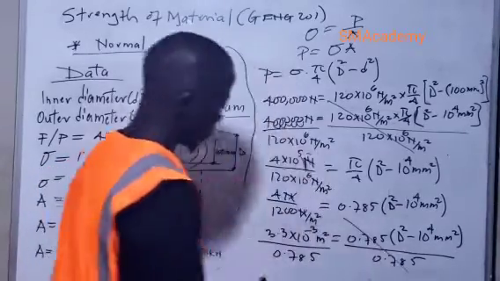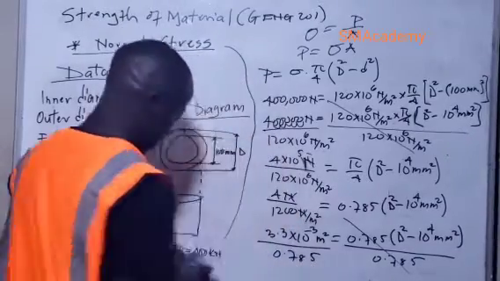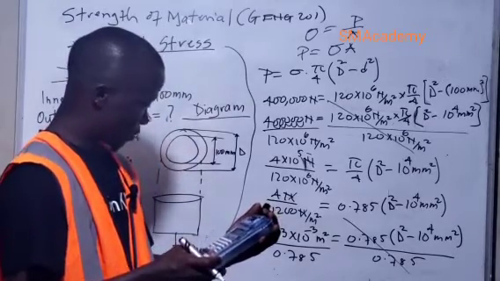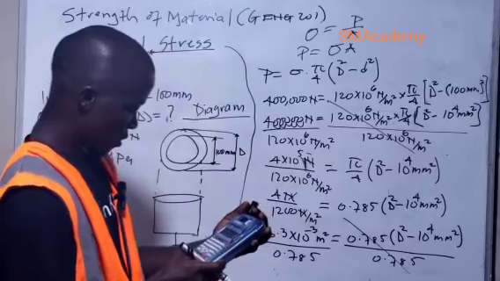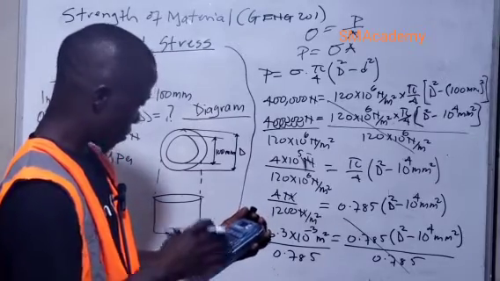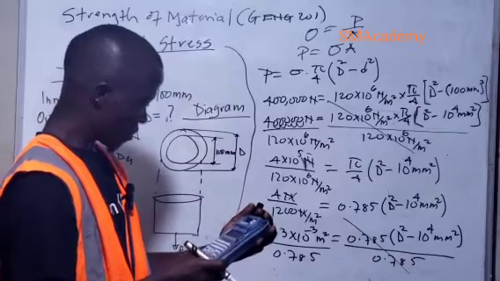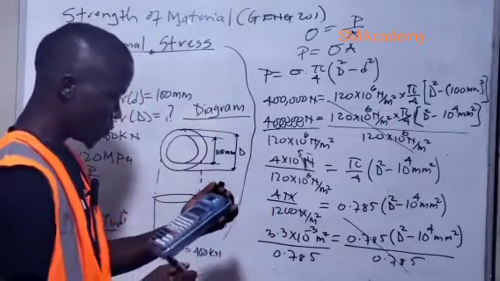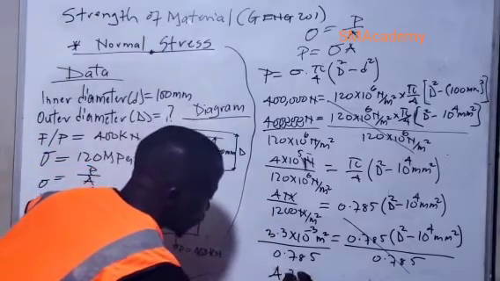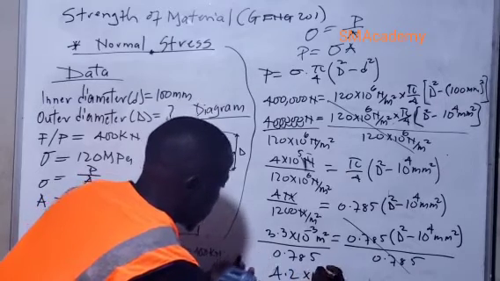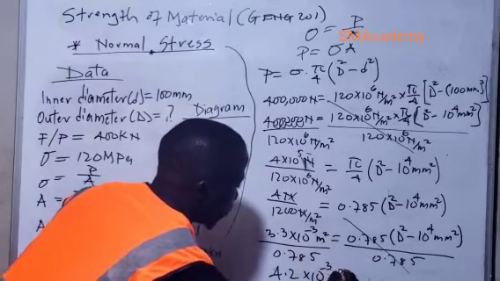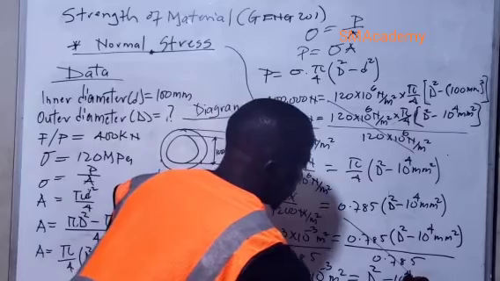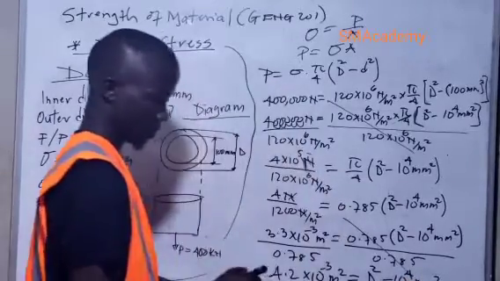0.785 divided by 0.785, so we cancel this side. So we get 3.3 times 10 to the minus 3 divided by 0.785. We get 4.2. We have 4.2 times 10 raised to minus 3 power meter square is equal to outer diameter square minus 10 raised to the 4 power millimeter square.